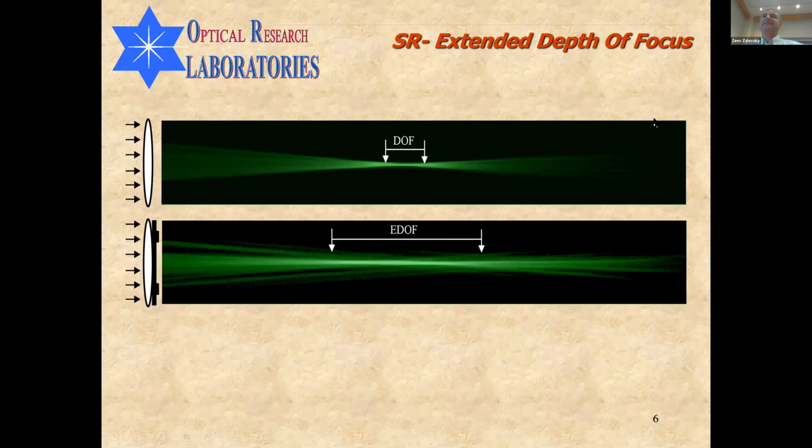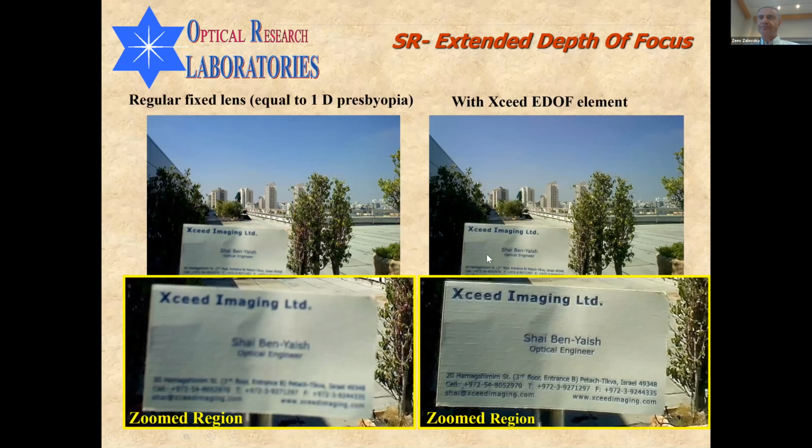In this slide, you have a summary of experimental results showing how you have a small depth of focus in the regular case, a regular lens, but when you add the scratches on the surface of the lens and do it properly to extend the depth of focus, you have this elongated channel of focus.